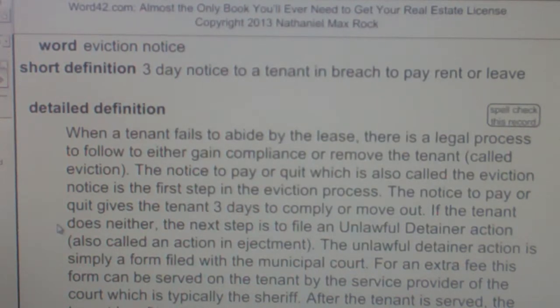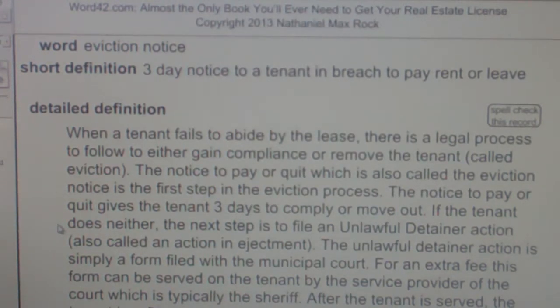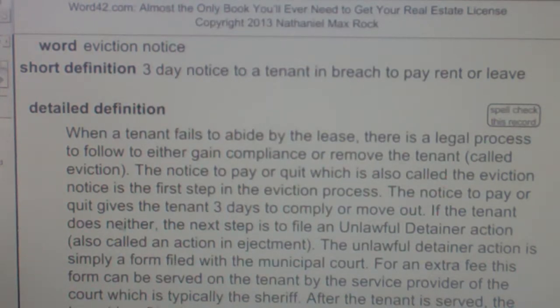the court. If the tenant fails to do this, then the next step is to go back to the court and ask for a writ of possession, which the judge will grant given no response of the tenant. Again, the writ of possession needs to be served on the tenant, and 5 days later the sheriff can physically remove the tenant. The notice to pay or quit is the eviction notice and is the initial notification of the tenant to either abide by the lease, pay rent, or move out.